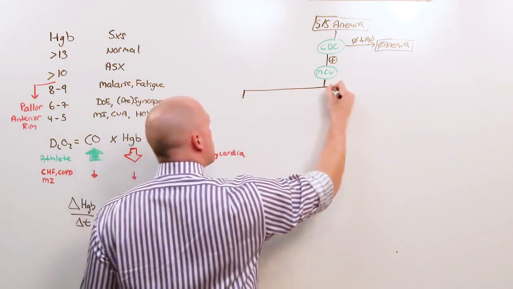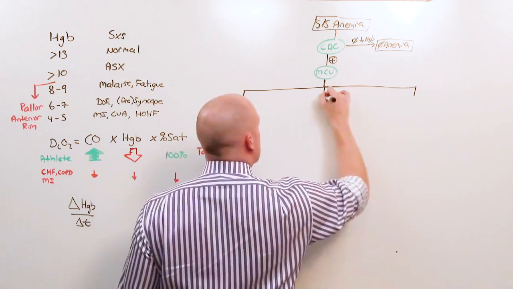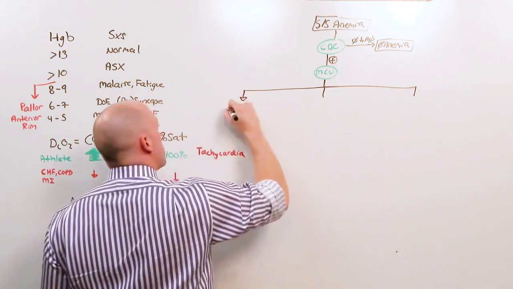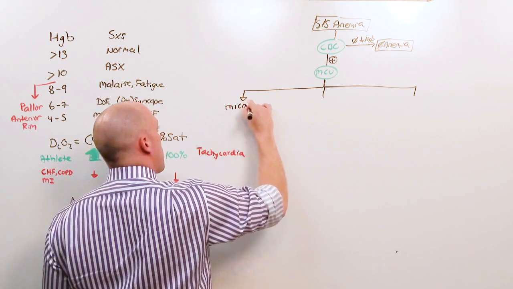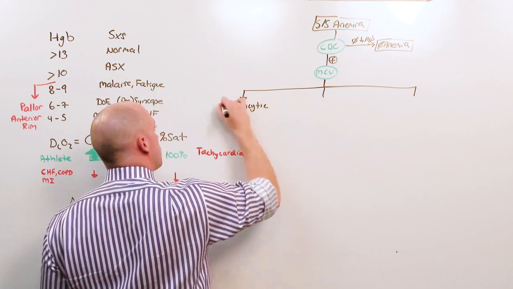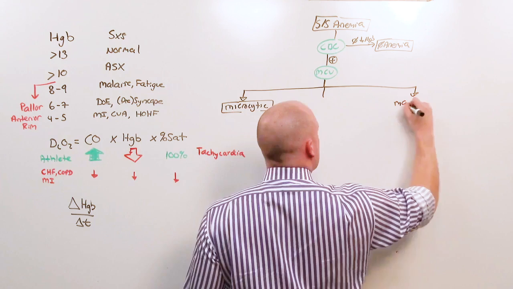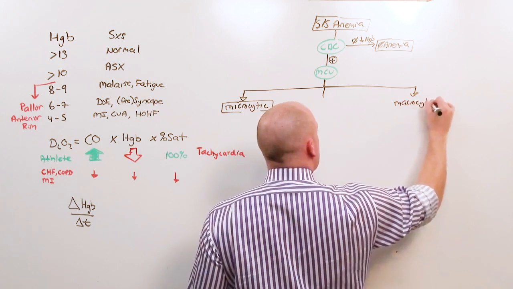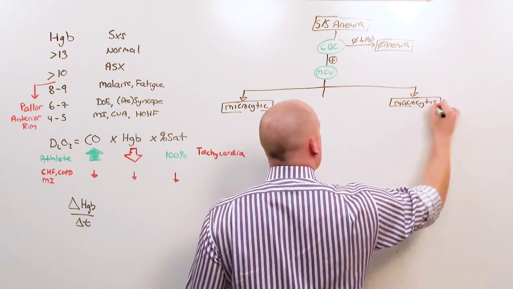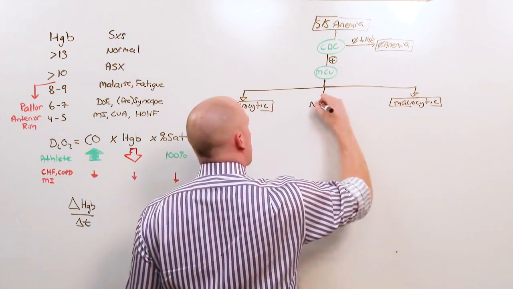And the MCV will tell you one of 3 things. This is like Goldilocks. It's either microcytic, too small, macrocytic, too big, or just right, normocytic.